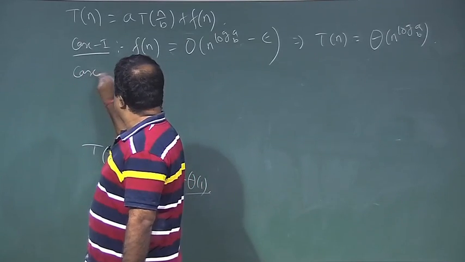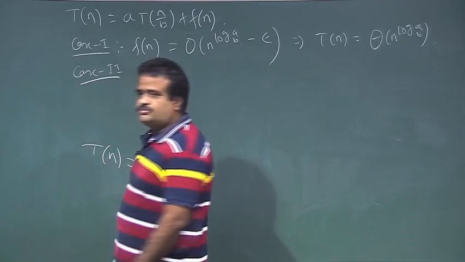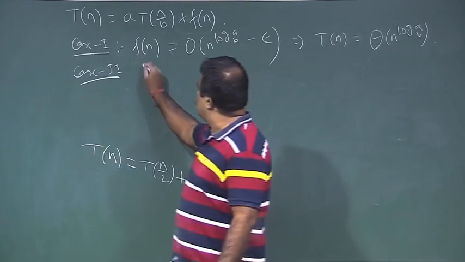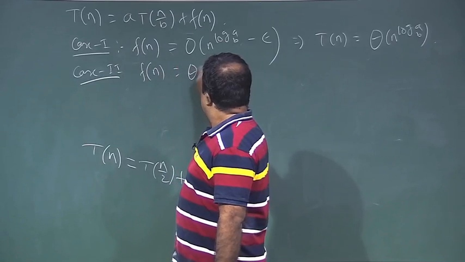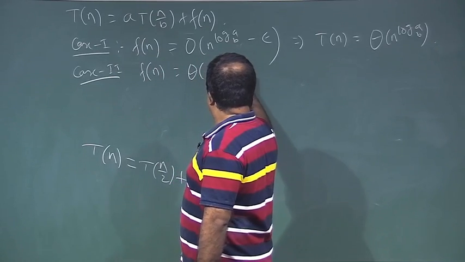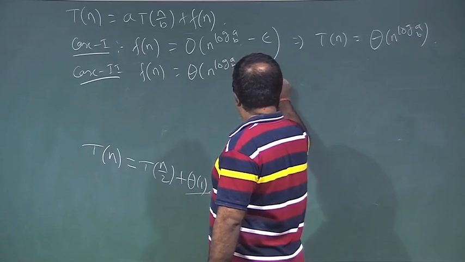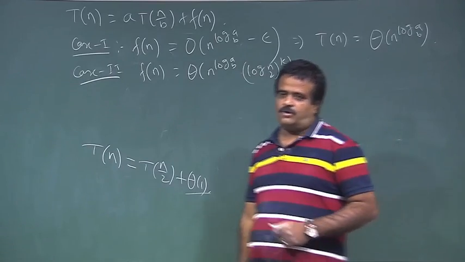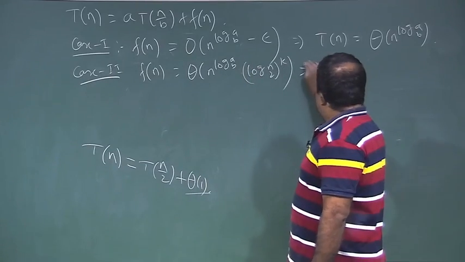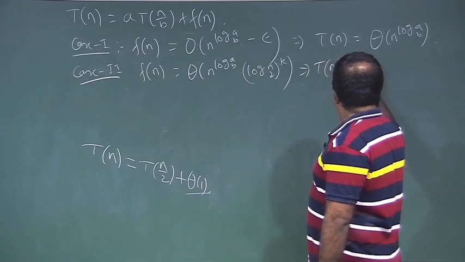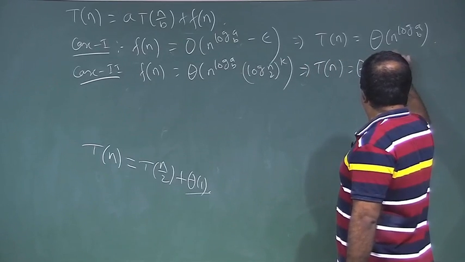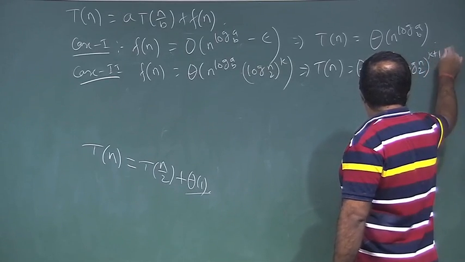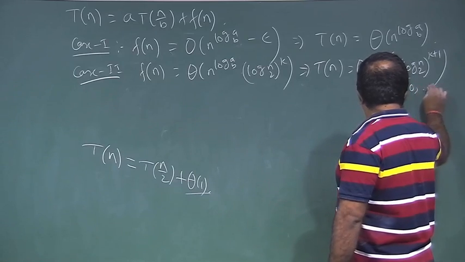And case 2 is basically what? Case 2 is where their growth is similar, or they may vary in the log factor. So, f(n) is big theta of n to the power log a base b into (log n base 2) to the power k. They may vary in a log factor or power of log factor. In this case the solution is big theta of n to the power log a base b into (log n base 2) to the power k plus 1, and this k is 0, 1, like this.